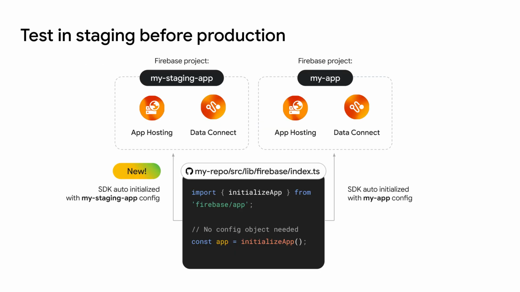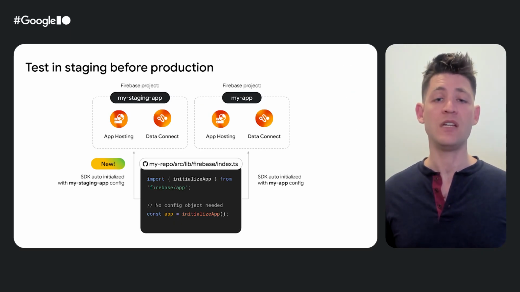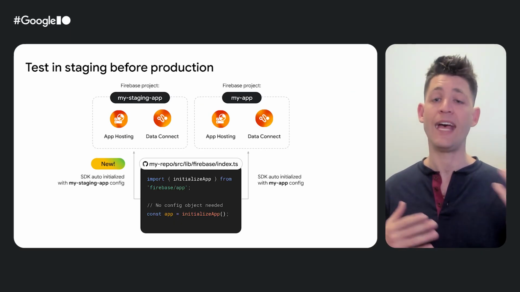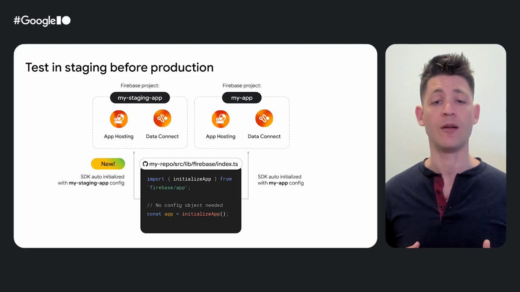Using multiple Firebase projects is easy thanks to automatic project initialization. Simply call initialize app with no parameters, and your Firebase app hosting backend will auto-initialize for the current project. Automatic initialization works both server-side and client-side on Firebase app hosting.